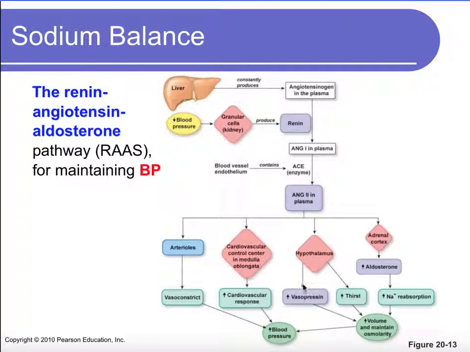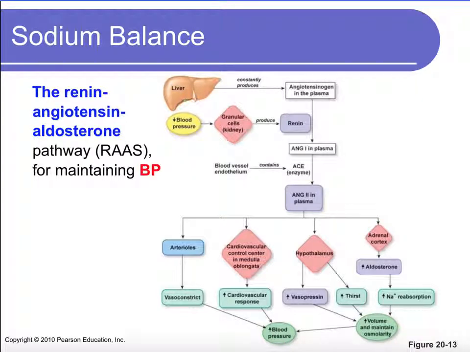Ang2 tells the hypothalamus to secrete vasopressin, which we know causes you to retain water in the kidneys, and by raising blood volume, you raise your blood pressure. Ang2 also tells the hypothalamus to make you feel thirsty, so we bring in more fluids, which we know raises blood pressure. And Ang2 tells the adrenal cortex to release aldosterone, which we just talked about, and that aldosterone causes you to reabsorb sodium. And who follows sodium? Water. So then you're going to retain water, which is going to raise your blood volume, and that will again contribute to high blood pressure.